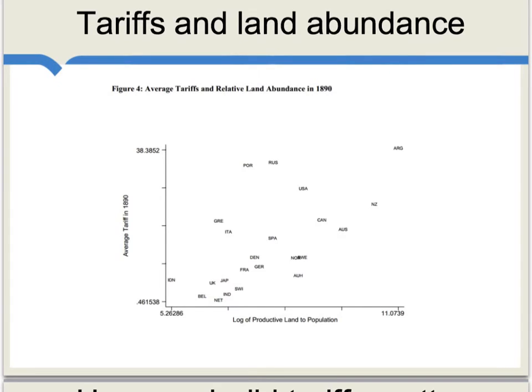If you'd like to look at the correlation between tariffs and abundance of land, it looks like this. Here's the average tariff in the late 19th century on the vertical axis, and on the horizontal axis a measure of how abundant land is, and this seems to be a fairly clear relationship, of course pointing upwards. That is, countries with a lot of abundant land were using higher tariff rates.